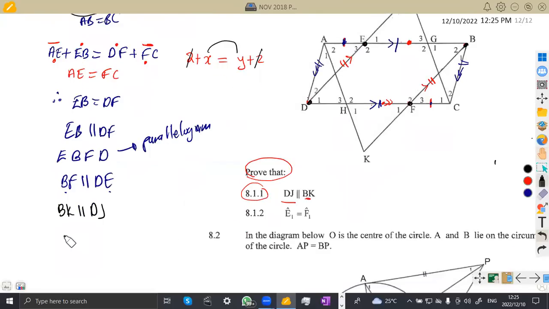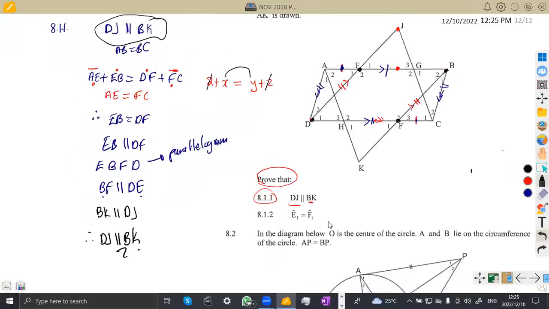So we can even conclude that therefore DJ is parallel to BK. All right, so what we had was actually a lot. So for you to prove it, you can work with different ways, different formalities. I don't know which one is best for you.